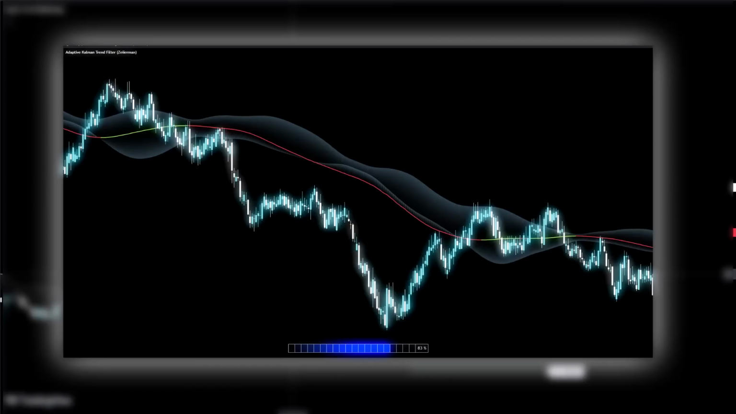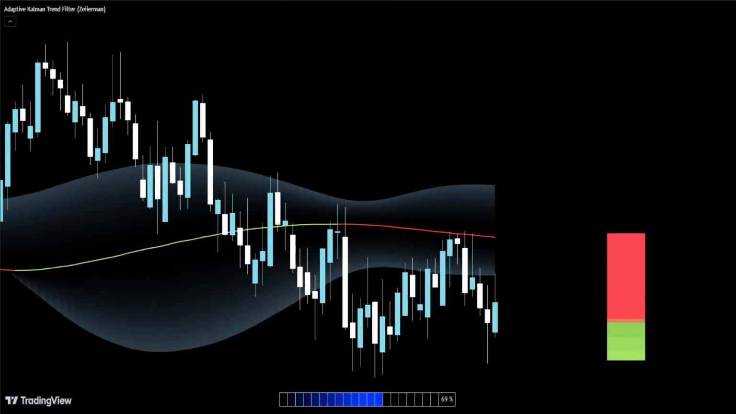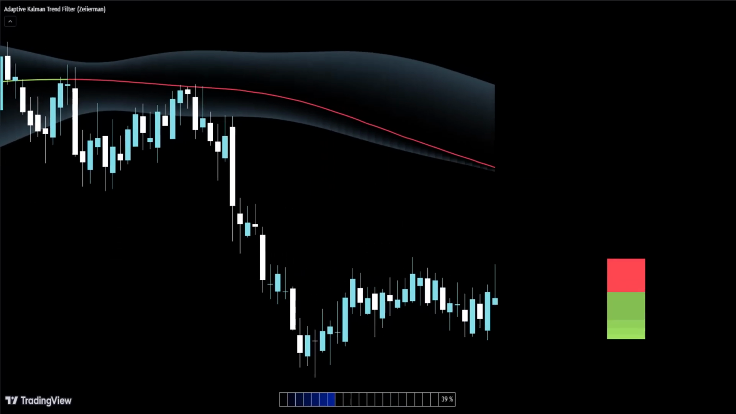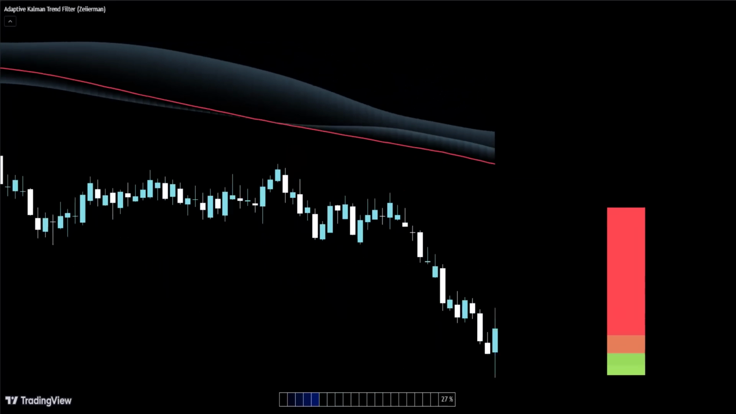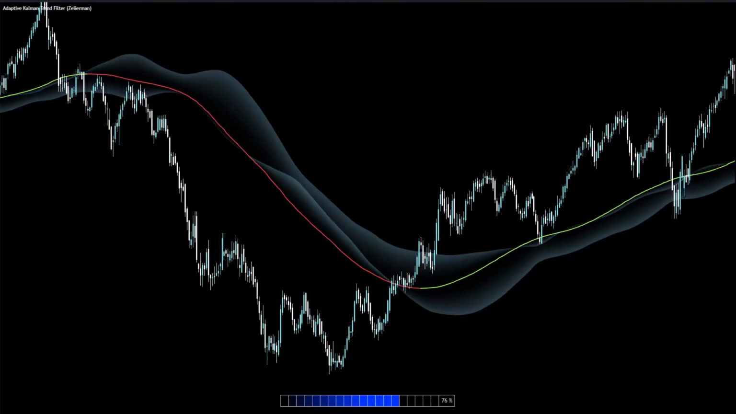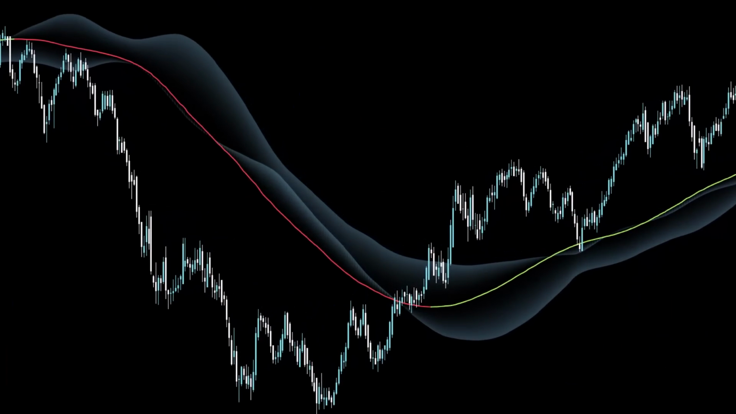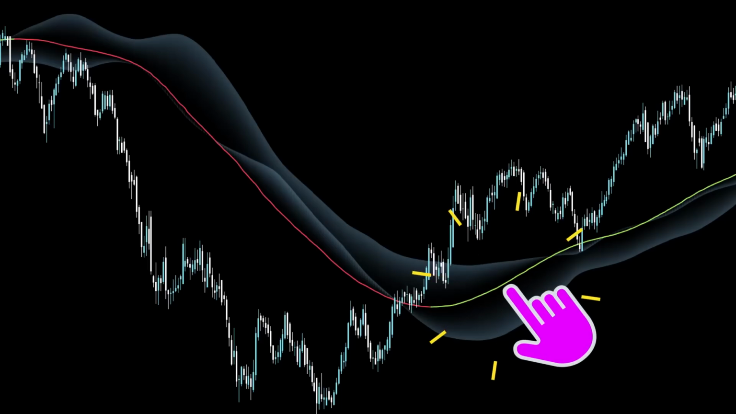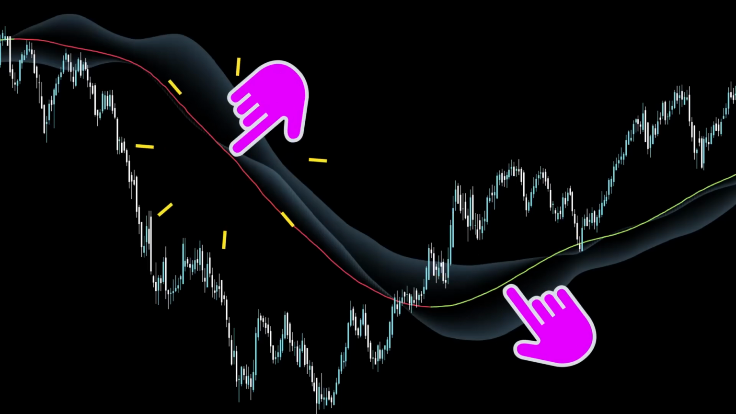The Adaptive Kalman Trend Filter by Zierman is the 4th indicator on my list, which will allow you to read the market like never before, anticipate trends, filter out noise, and make precise, wise trades. This accurate tool not only displays the current trend but also its strength. For example, if the filter is green, the trend is bullish. If it turns red, the bears should be watched.